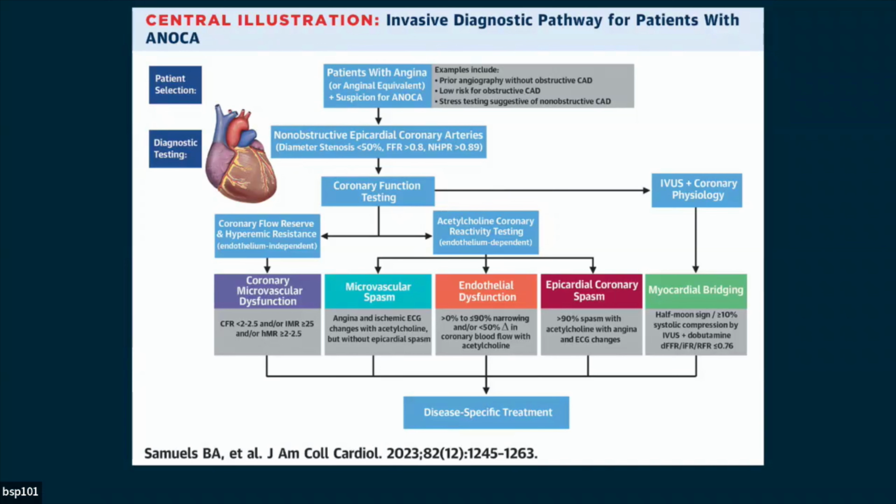But what is important to highlight here is you have to do the full microvascular evaluation in the cath lab, with both the wire testing and the acetylcholine provocative testing, to really understand what we call the endotype. What type of microvascular disease is a patient suffering from? Because that helps impact prognosis. And what I'll talk about in a minute is that it also impacts our treatment strategy for those patients.